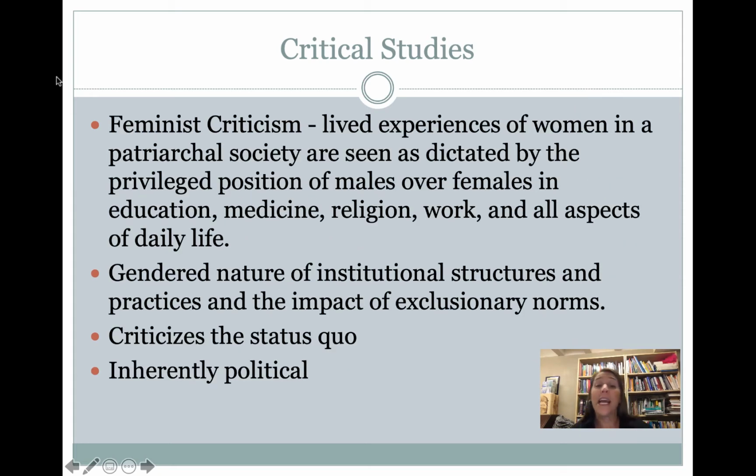So the next type of criticism that is talked about, of course, is feminist criticism. And this really looks at women in a patriarchal society as seeing that we are dictated by the privileged position of males over females in education, medicine, religion, work, and all aspects of daily life. Unfortunately, absolutely true, in my opinion.